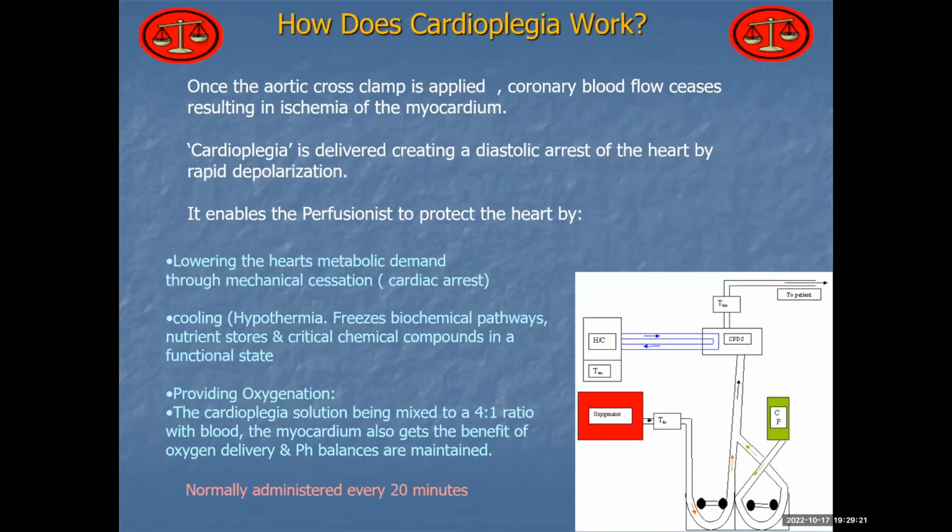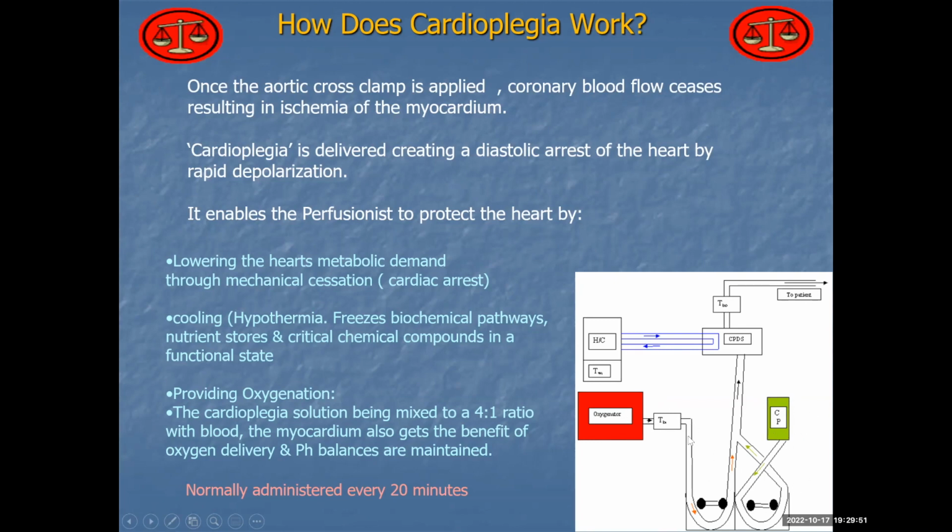I did mention very quickly on the previous slide how it works. So this still heart that's stopped, we're going to put a cross clamp on, so there's not going to be any blood going to the heart. We need to protect it, like I mentioned. We do that by mixing the cardioplegia solution, in our case St Thomas's, with oxygenated blood from the oxygenator. So we do 4 parts blood and 1 part cardioplegia.